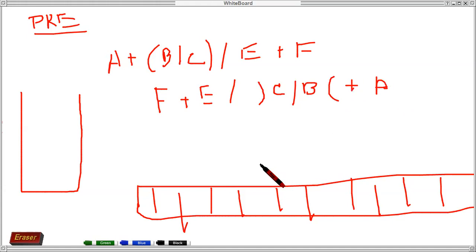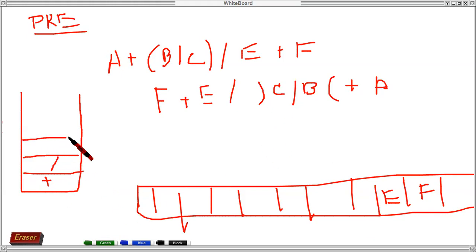Okay. So to start off, first we have F. F comes at the last in the prefix expression form. Then you have the plus operator. So plus will move inside the stack. Then you have E. E will come here. Then you have a division operator. Now the division operator has a higher order as compared to the plus. So the division operator can come at the top. Okay, so no problem. Then you have the closing bracket.